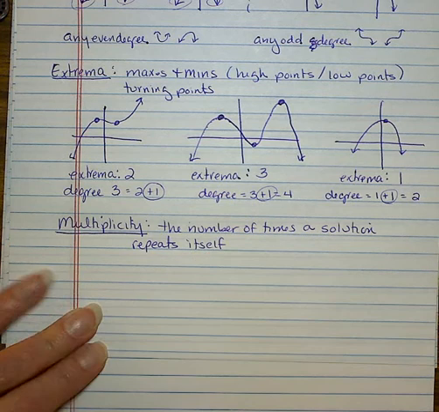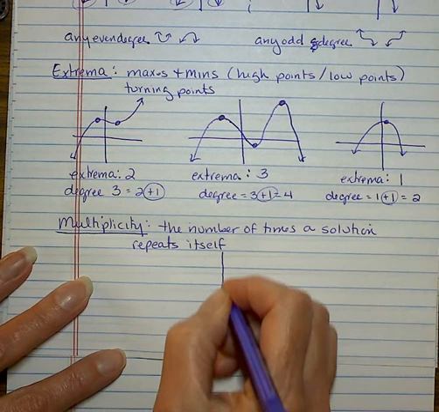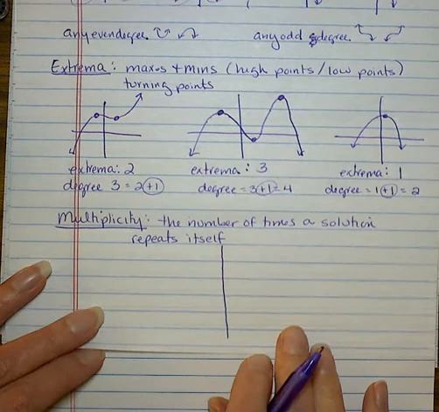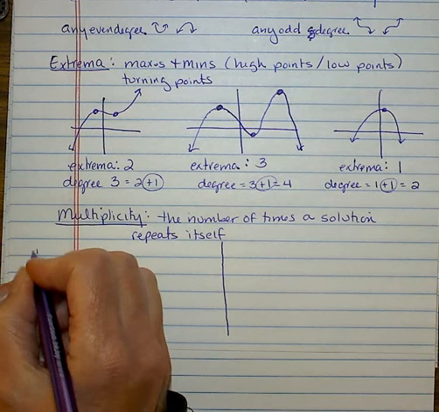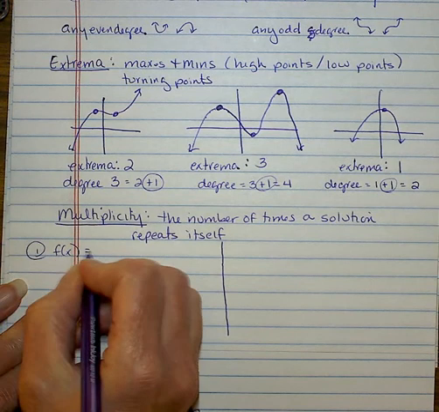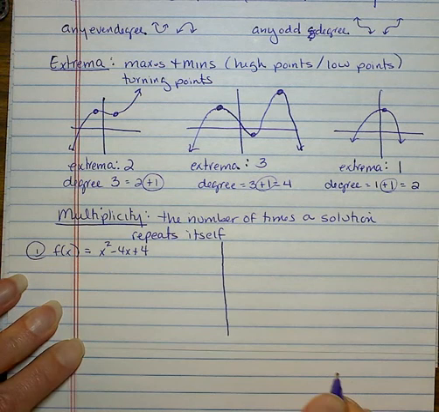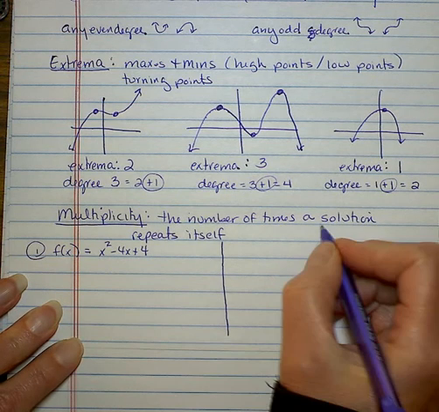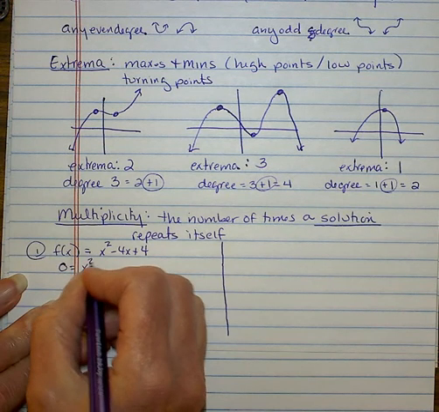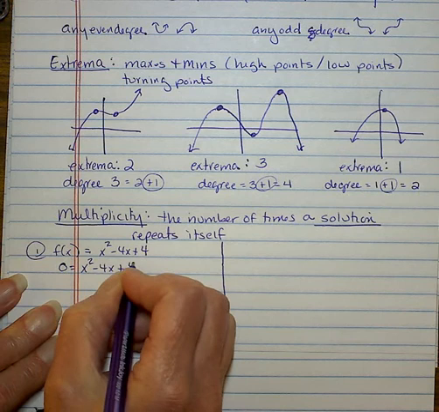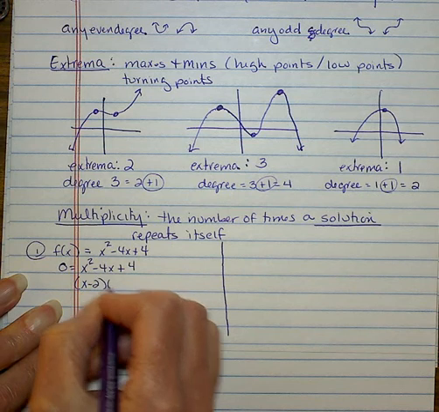Okay, so for example, let's look at two different equations. Equation number 1, f of x equals x squared minus 4x plus 4. If I was told to find the solutions, I would factor this. And this one will be a pretty easy factor. What adds to negative 4 multiplies to positive 4, x minus 2, x minus 2.